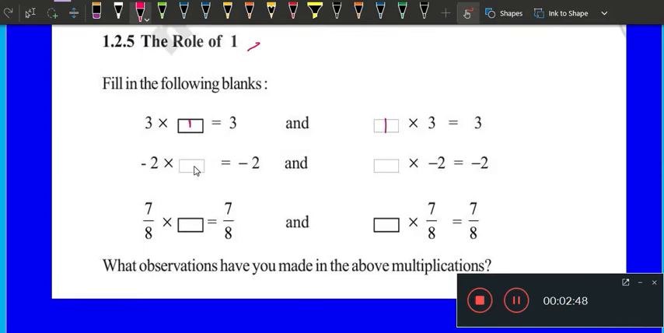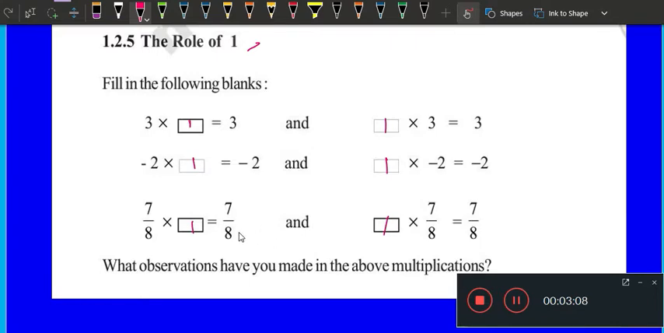Similarly, minus 2 into 1 is equal to minus 2, 1 into minus 2 is equal to minus 2. 7 by 8 into dash is equal to 7 by 8: 7 by 8 into 1 is equal to 7 by 8, and 1 into 7 by 8 is equal to 7 by 8.